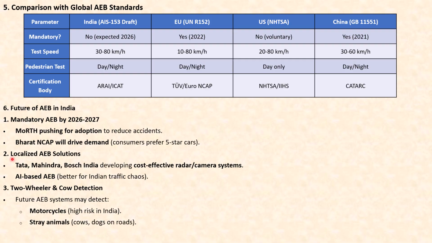Now, how are the AEB solutions developed in India? There are some localized tier 1 companies like Tata, Mahindra, Bosch. They are developing cost effective radar systems, and AI based AEB is better for traffic chaos. Also, when it comes to two-wheeler and cow detection, the future AEB systems may detect motorcycles, which is high risk in India, and also the stray animals, which is also a high risk in India. Cows, dogs on the roads, these are very much prevalent, and they can even affect the AEB.